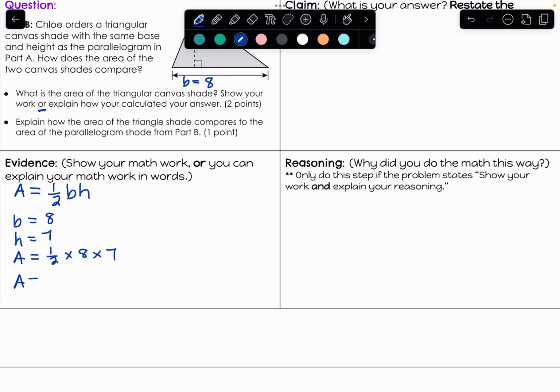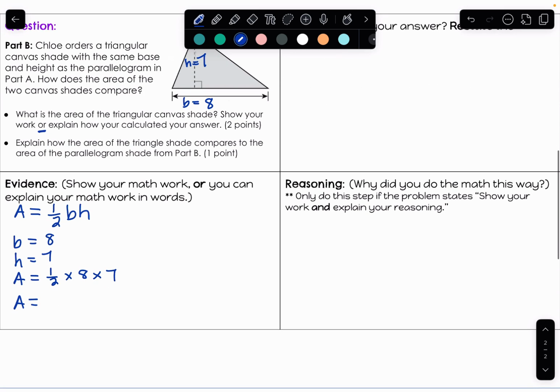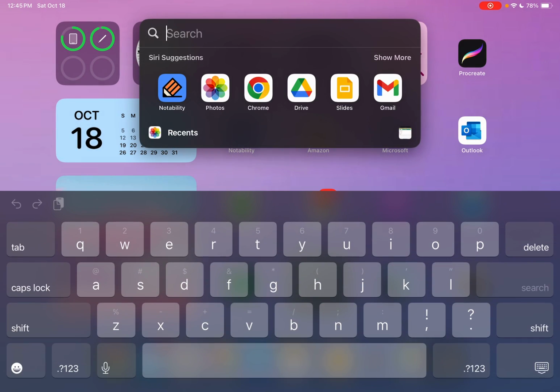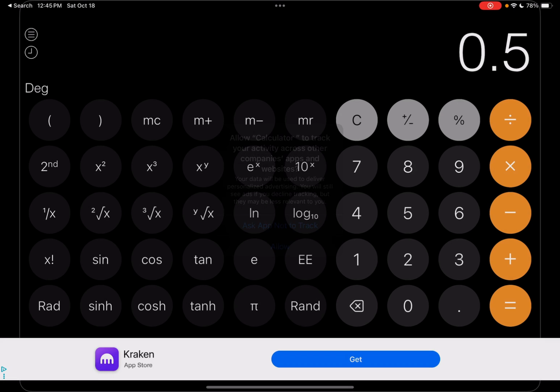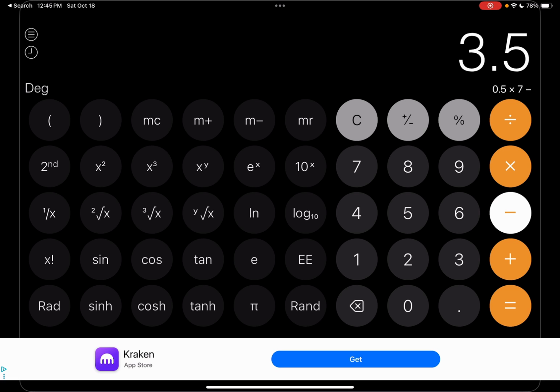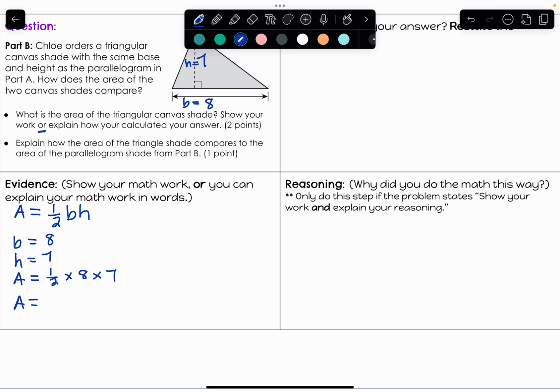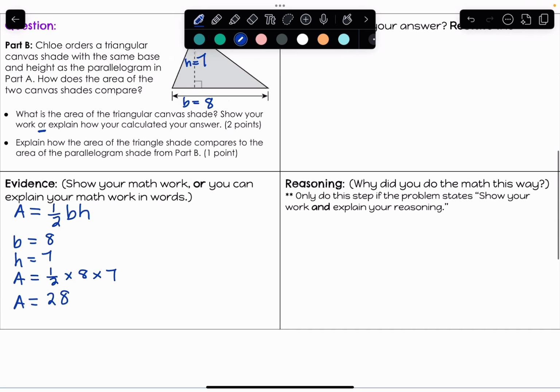And then let's calculate. 1/2 times 8 is 4. 4 times 7 is 24. Is that right? Let me double check. Calculator button. I have trust issues. So 0.5 times 7 times, oh, not that. Clear. 1/2 times 8 times 7 equals 28. Whoopsies. Always double check your work. So 28 is my answer. Okay. So that is my evidence.